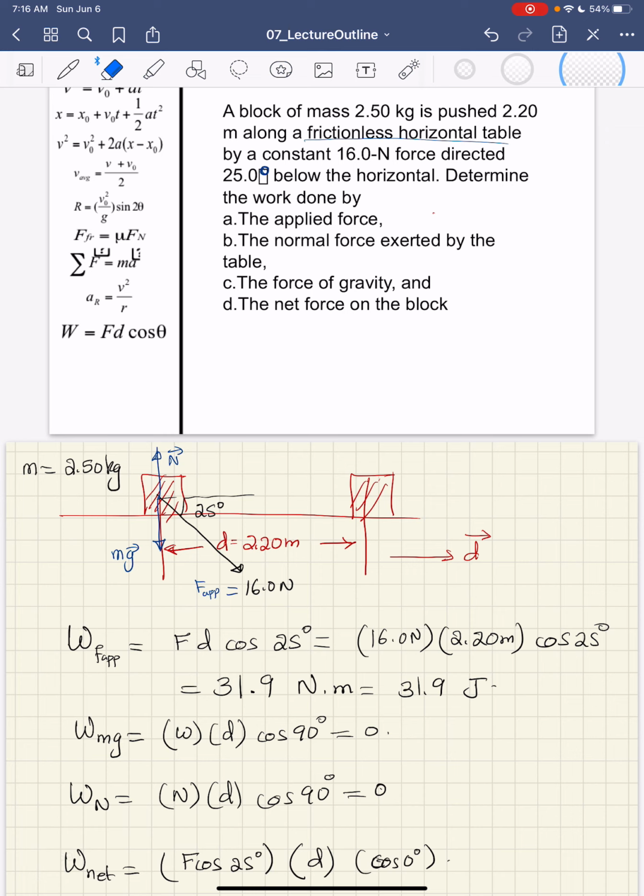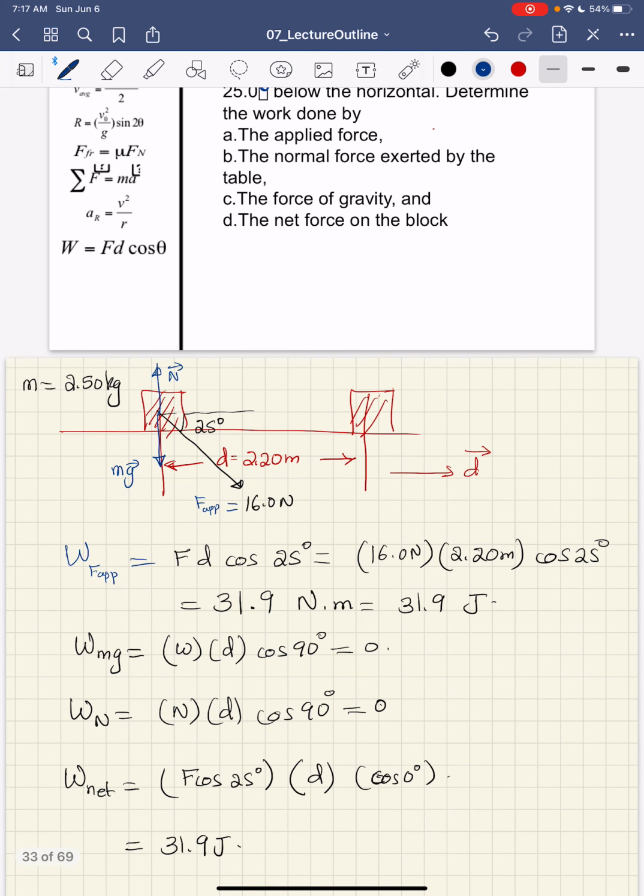The work done by the applied force is F times d cosine 25, and that is 16 times 2.2 times cosine 25. Don't use negative 25 here, okay? I said that that is the angle between the two vectors. Then you're going to take its value. And this is 31.9.